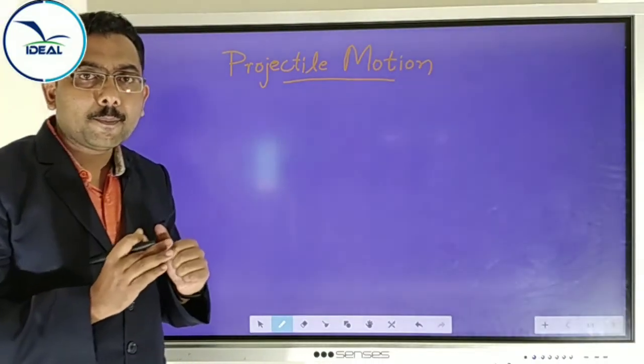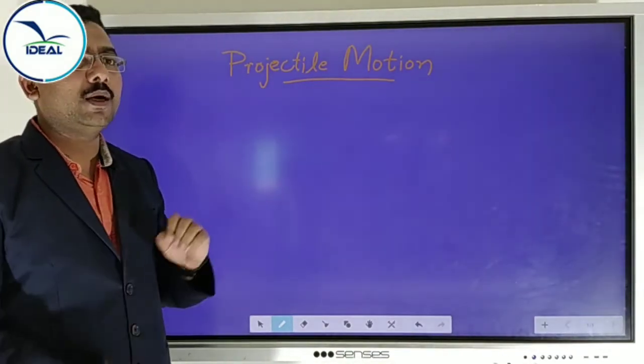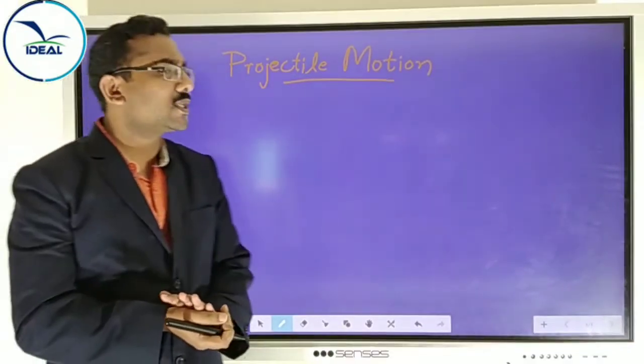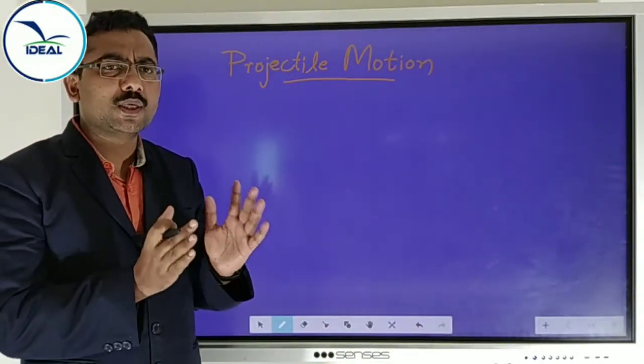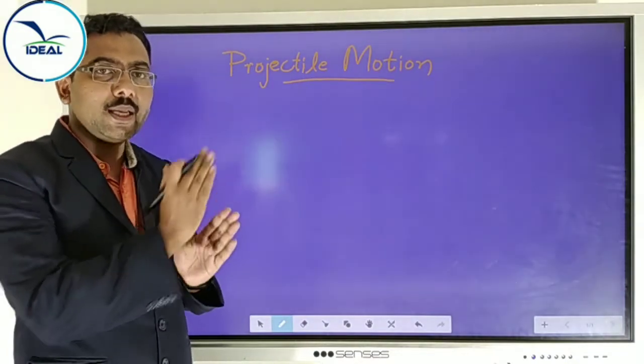Is this okay? Yes, now we will discuss the second part. Which is the second part? Yes, projectile motion. It is a two-dimensional motion. What is two-dimensional motion? Yes, it is motion in a plane.